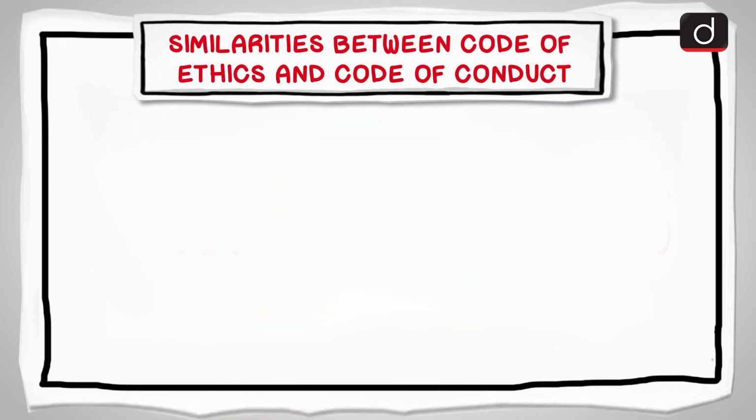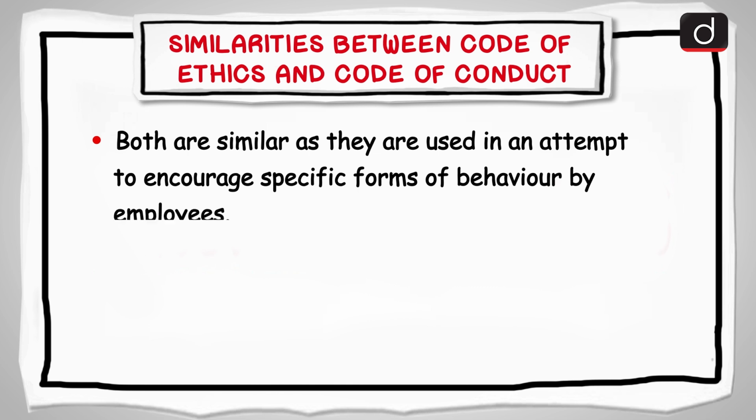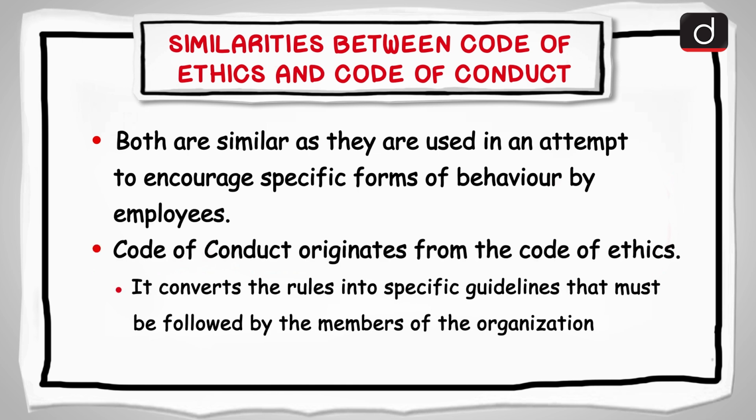So, how are code of ethics and code of conduct similar? Both are similar as they are used in an attempt to encourage specific forms of behavior by employees. Code of conduct originates from the code of ethics. It converts the rules into specific guidelines that must be followed by the members of the organization.